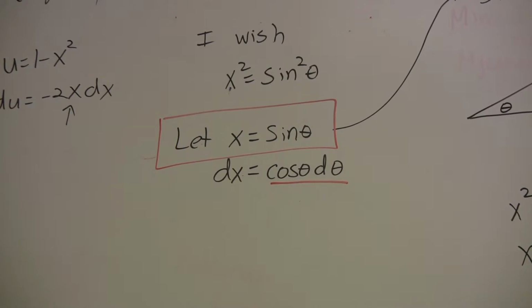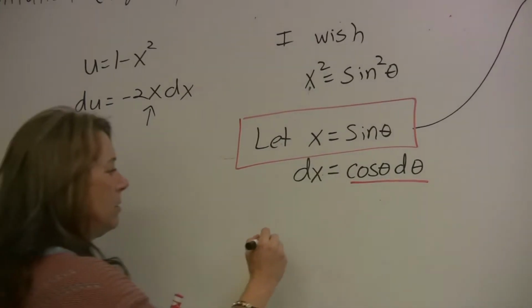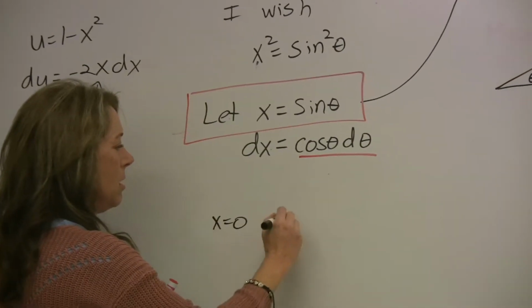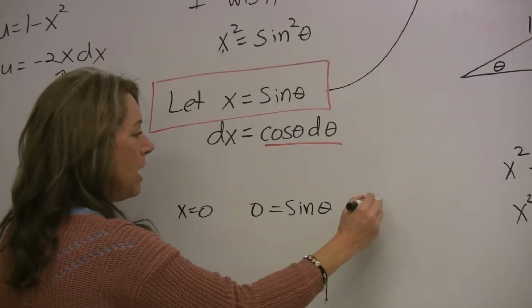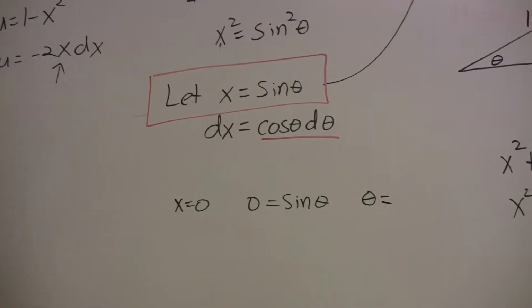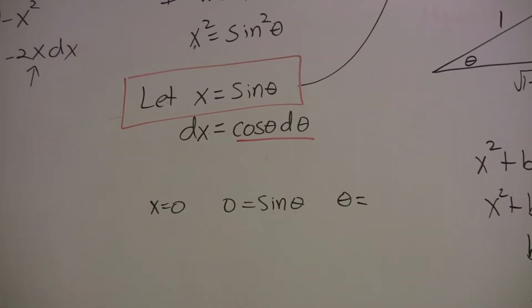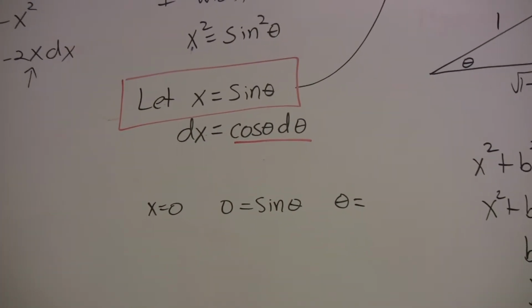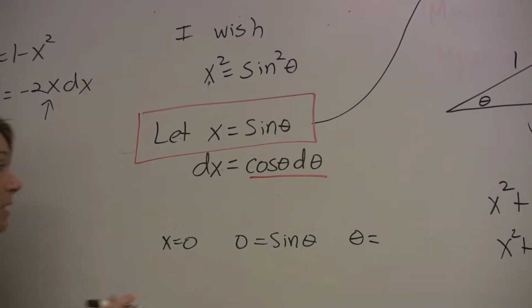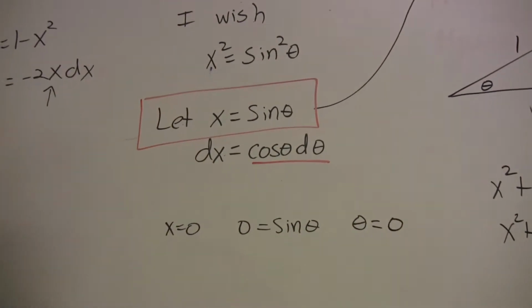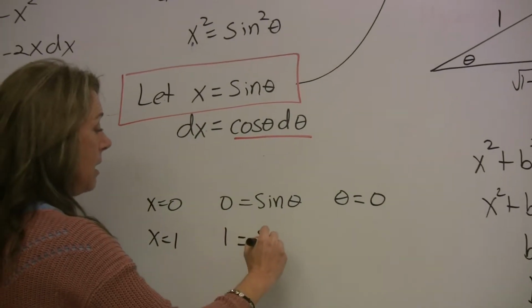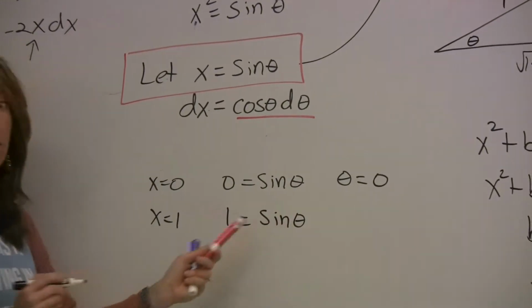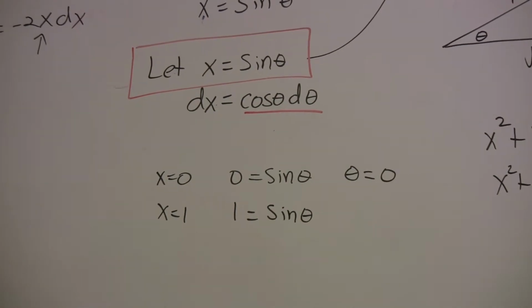Let's start with this bottom one. If x equals 0, then we have 0 equals sine theta. What angle has a sine of 0? Sine of what equals 0? 0. Okay, that one's good. We could have got lucky on that one. If x equals 1, this is asking what angle has a sine that equals 1? Pi over 2.